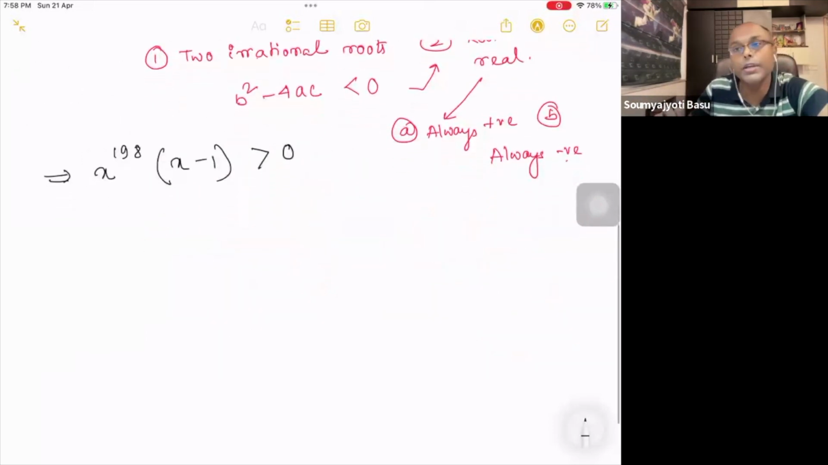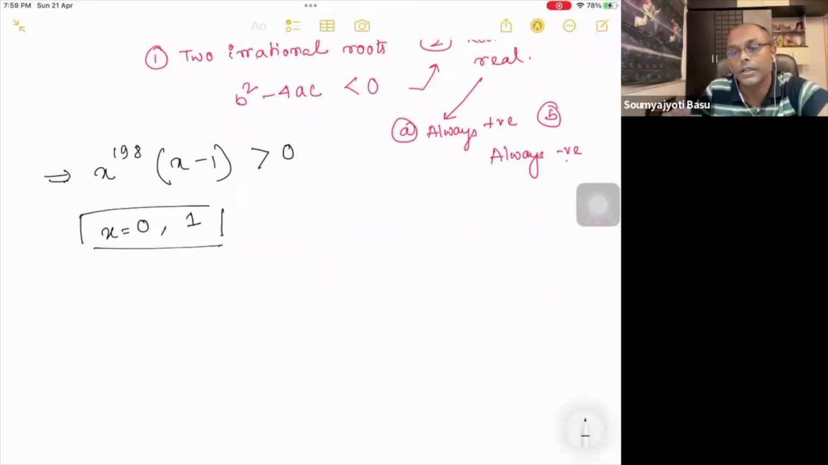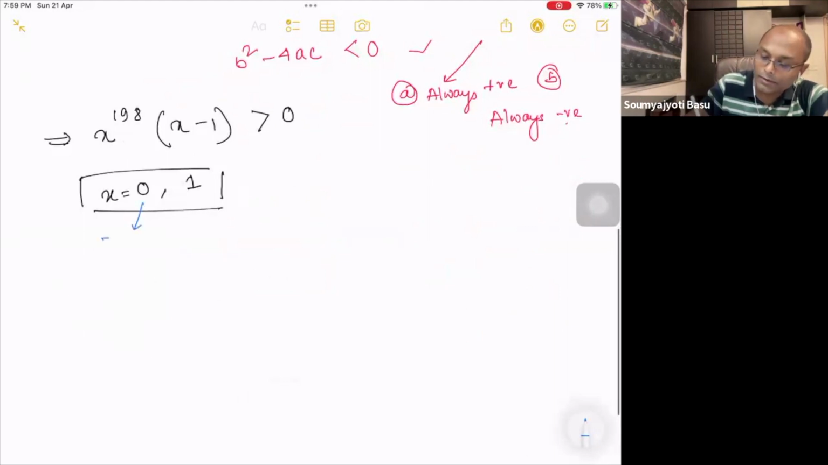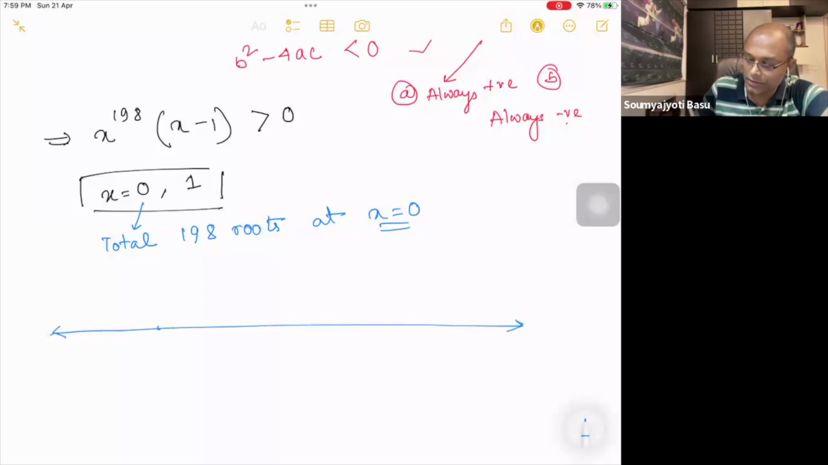Okay, coming up to here, what do we find? We find that the roots are x equal to 0 and x equal to 1 for this polynomial expression. Then what? Now comes another interesting point. That is, there are total 198 roots at x equals to 0 for this function, 198. So, if I put this on the number line, 0 is a root, 1 is a root.